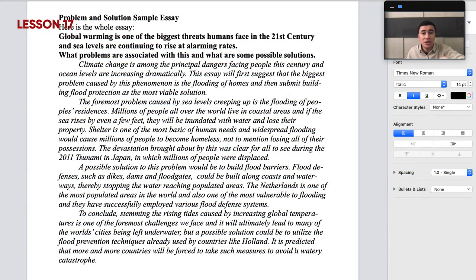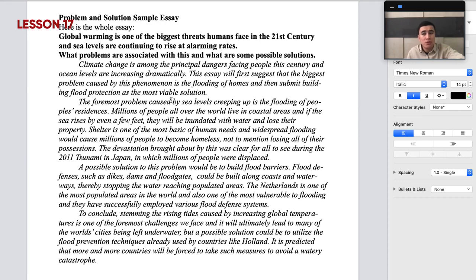And now guys, here you can see the full sample essay. So the topic is the same guys, global warming is one of the biggest threats humans face in the 21st century, and sea levels are continuing to rise at alarming rates. So climate change is among the principal dangers facing people this century, and ocean levels are increasing dramatically. This essay will first suggest that the biggest problem caused by this phenomenon is the flooding of homes, and then submit building flood protection as the most viable solution.